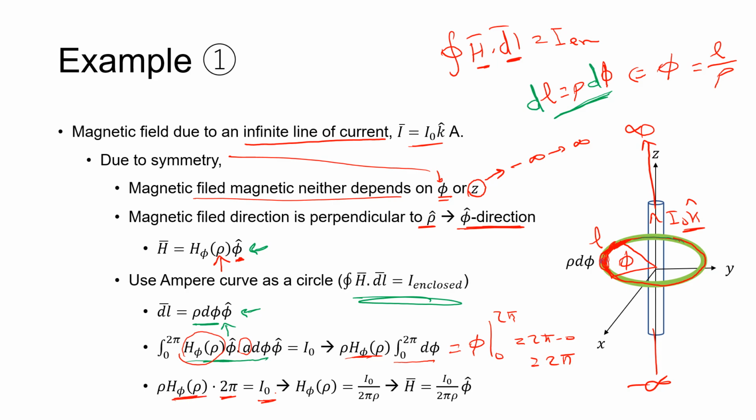If you divide by 2 pi rho, you get H as a function of rho equal to I naught over 2 pi rho. Finally, we need the complete field, which is H equal to I naught over 2 pi rho in the direction of phi. And this result is the same as what we achieved when we calculated the field using Biot-Savart law.